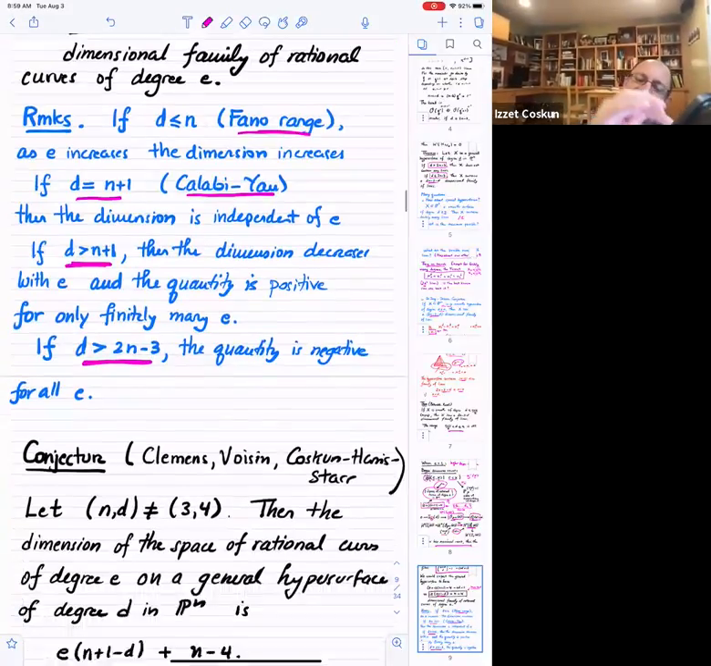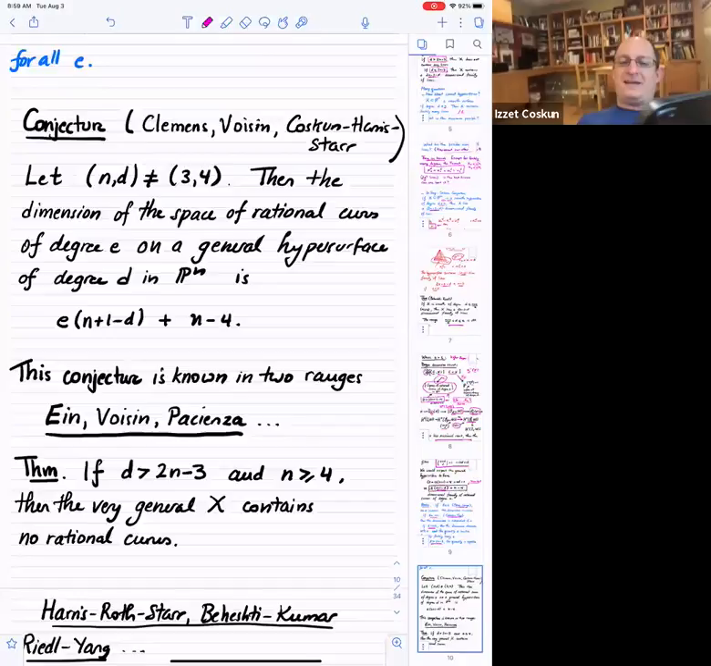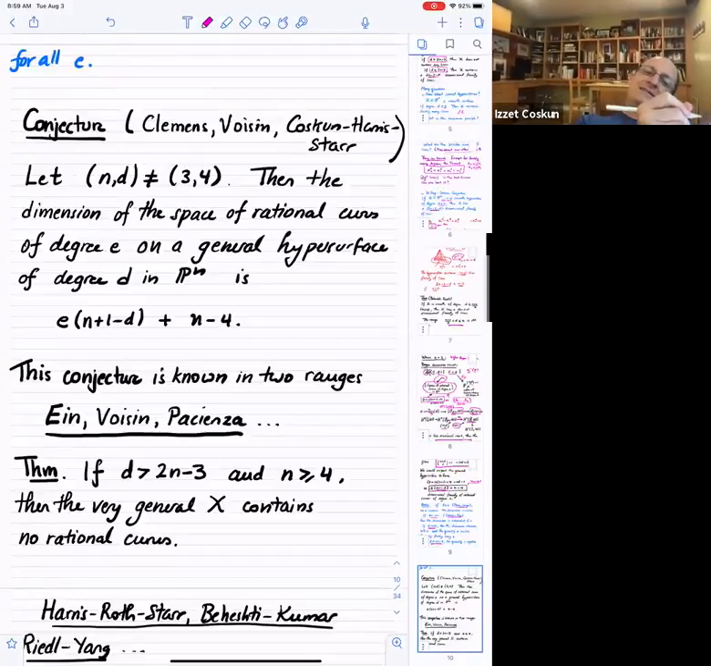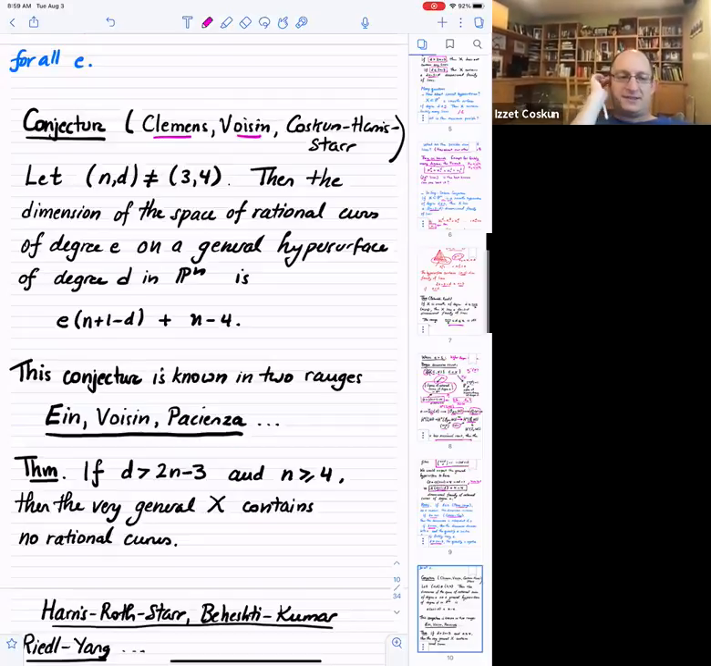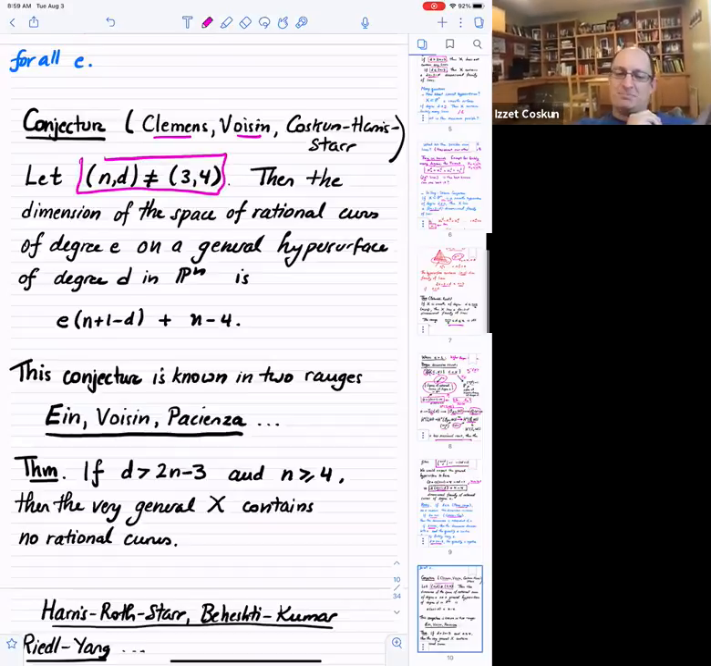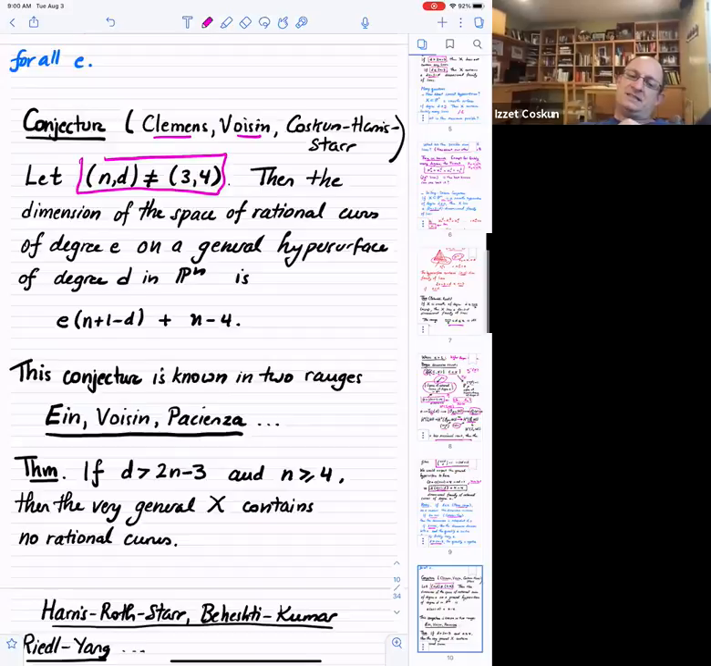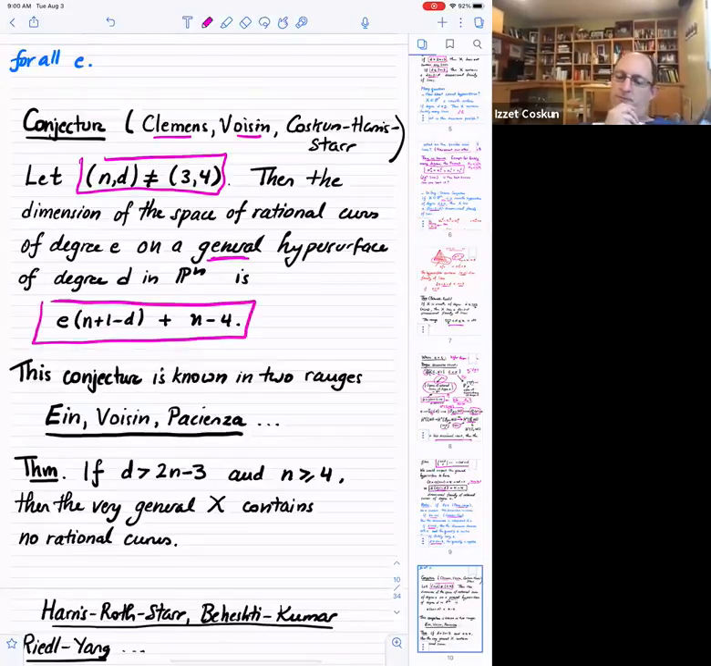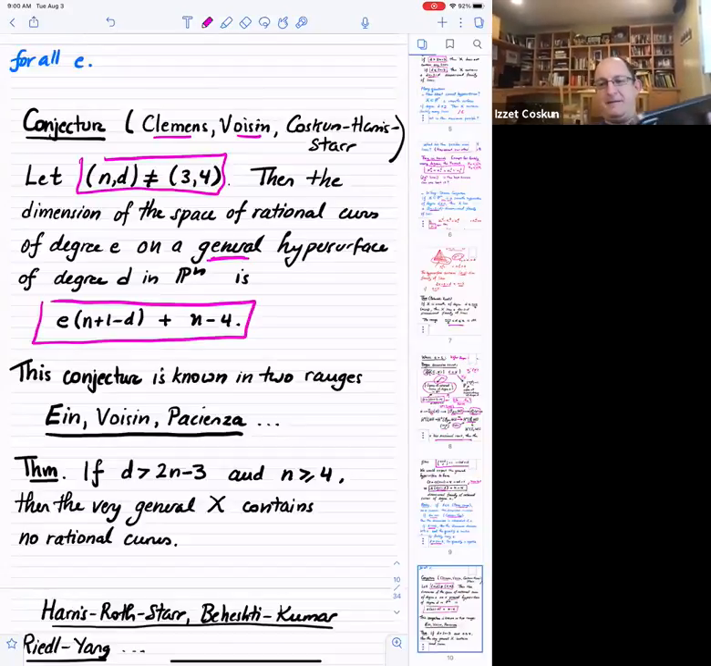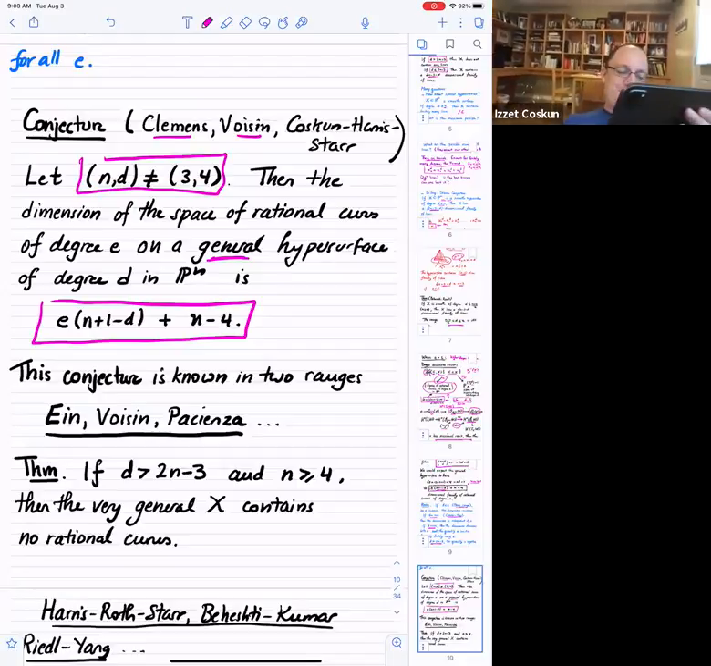All right, so then this leads to a conjecture. This is a conjecture of many, many people. The main people are like Clemens, Ein, Voisin, and myself, and Joe Harris, and Jason Starr. And the conjecture is like this. Suppose that (n, d) is not (3, 4), so I don't have a quartic surface in P^3. Then the conjecture is that the dimension of the space of rational curves of degree e on a general hypersurface of degree d in P^n is given by this expected number, okay? Again, we did a bogus count, and this bogus count is leading to this conjecture.